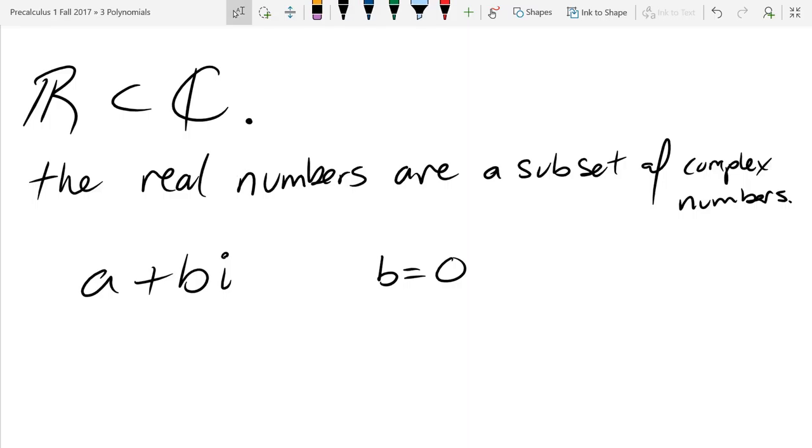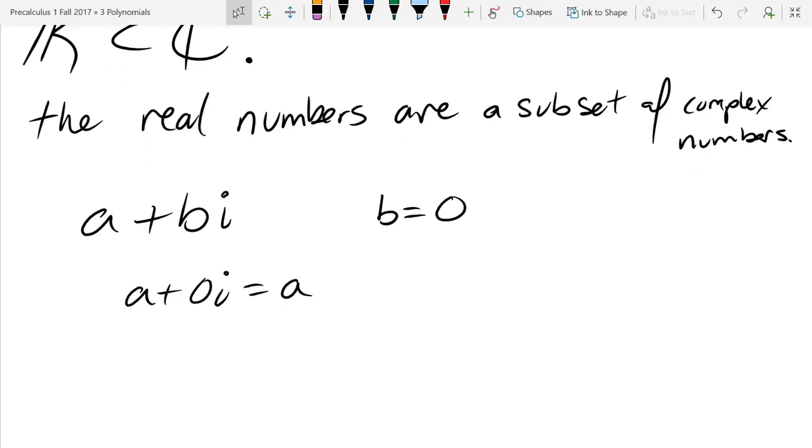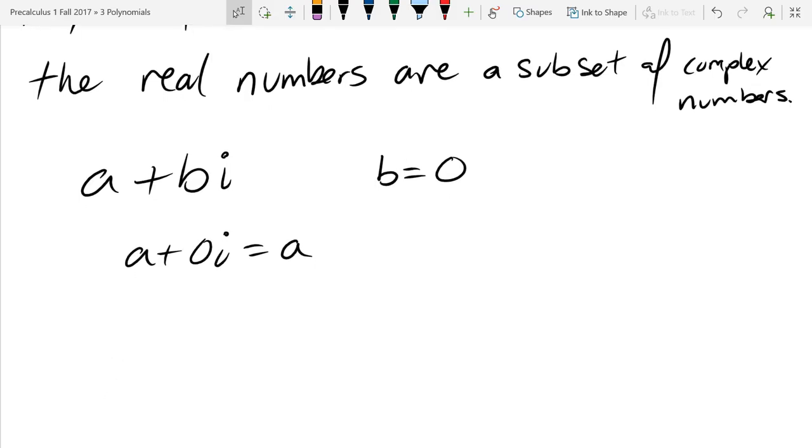How does this work? Well, just think about the complex numbers. They are all numbers you can write as a plus bi. What happens when b is equal to 0? Remember, b can be any real number. So what happens when b is 0? This would be a plus 0i, or just a. So if you think of the complex numbers with a zero imaginary part, that's your real numbers right there. So you can think about real numbers as a subset of the complex numbers.